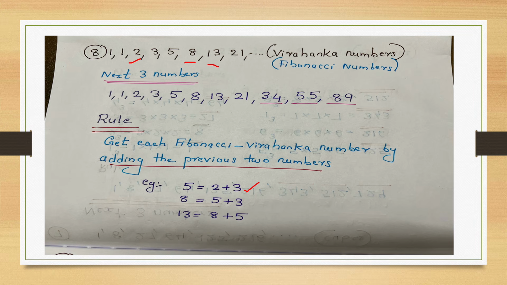So, what are the next 3 numbers? So, add 13 and 21. You will get 34. Then, 21 plus 34. You will get 55. Then, 34 plus 55. You will get 89. Okay. So, the series is 1, 1, 2, 3, 5, 8, 13, 21, 34, 55, 89.